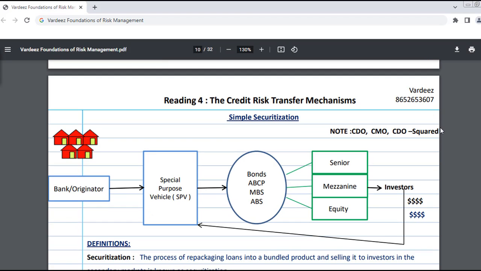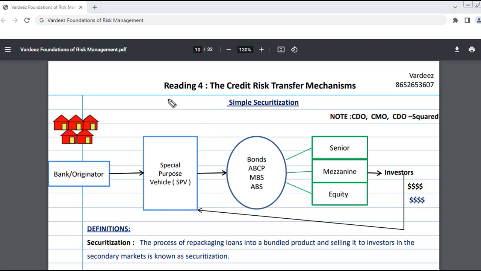Alright, so there we go to the 4th reading. Reading number 4 is the credit risk transfer mechanisms. Now, before we understand how we do the transfer of the credit risk, let's spend some time here on understanding securitization. This is very important for us when we are doing reading number 4, 10 and 9. It's important that we understand the background of securitization.